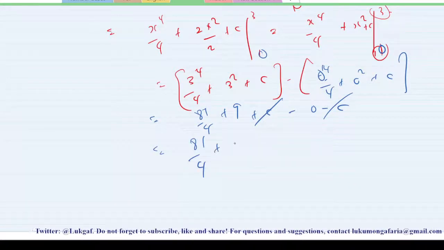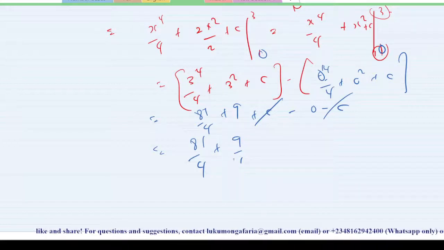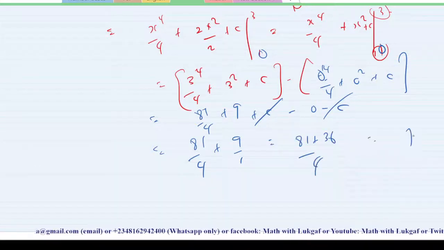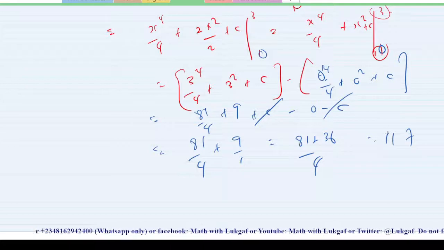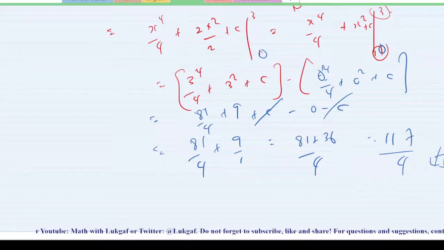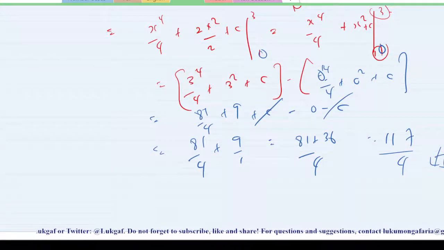So 81 divided by 4 plus 9. That will give me 81 plus 36 over 4. That's 117 over 4. So you will see that we have a definite answer. So this type of integral is the definite integral. That is, it will have upper and lower limits, and it is called definite because at the end of the integration you are going to have a definite answer.